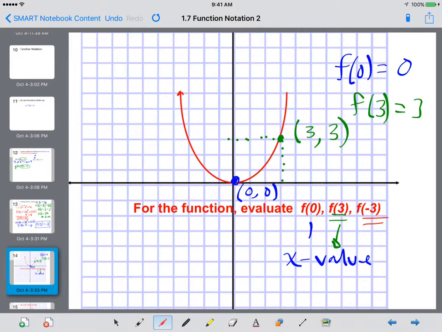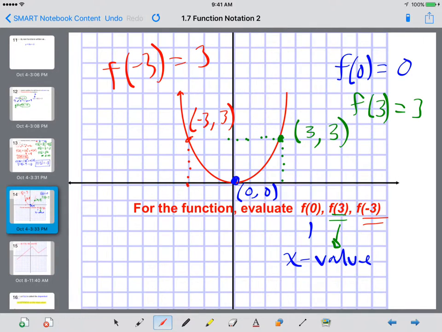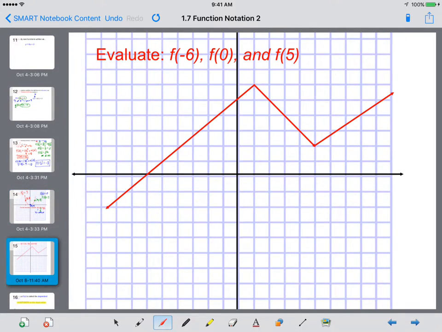My last one here, f of negative 3. That means the x value is negative 3. So on the x-axis, I go here to negative 3. I have to travel up to my graph. The x value here is negative 3. The y value here is positive 3. F of negative 3 equals 3. Last example.